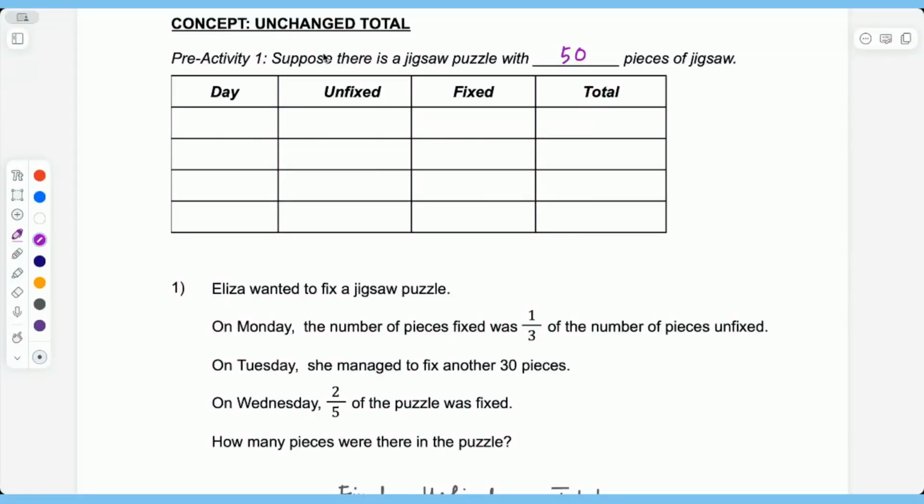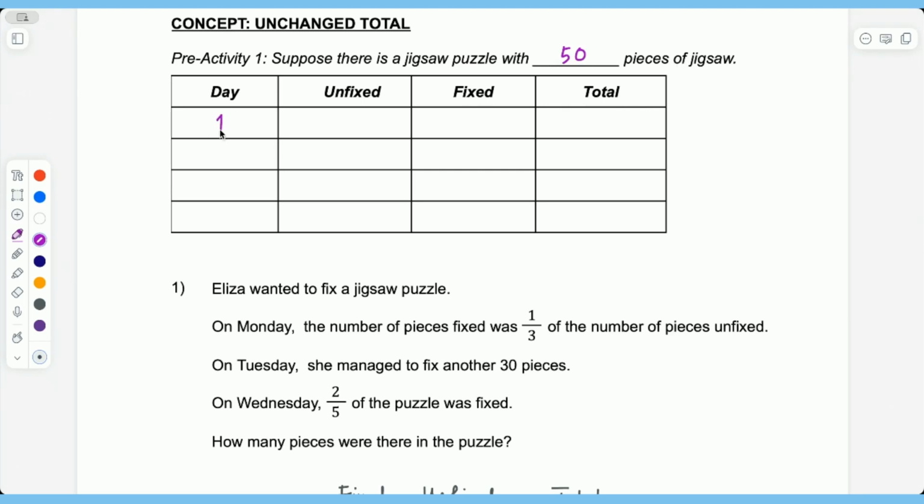In this video, we are going to study the concept about unchanged total. Let's use this pre-activity to understand more about why, in a scenario, the total remains unchanged. Suppose there is a jigsaw puzzle with 50 pieces of jigsaw.